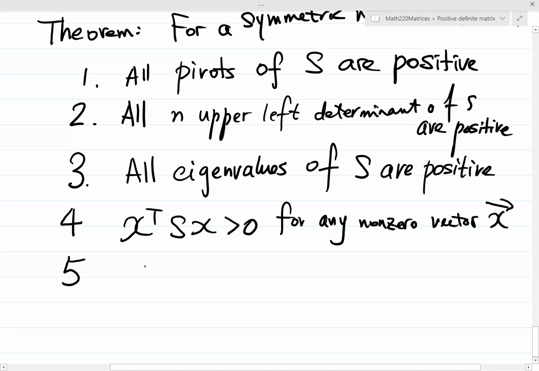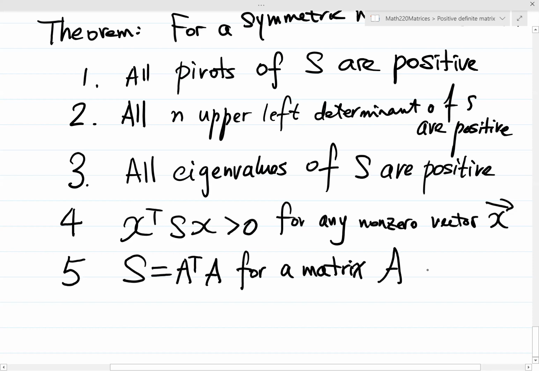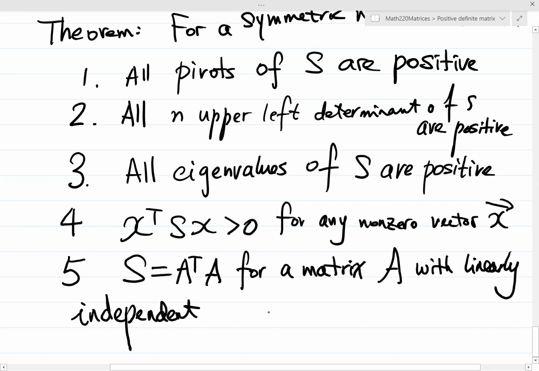Number 5, S equals A transpose A for a matrix A with linearly independent column vectors, okay? Okay, so we proved that, we already did.